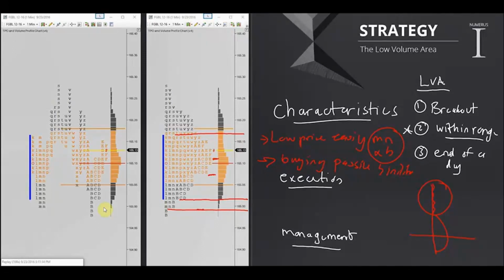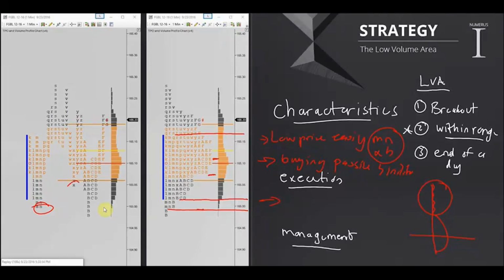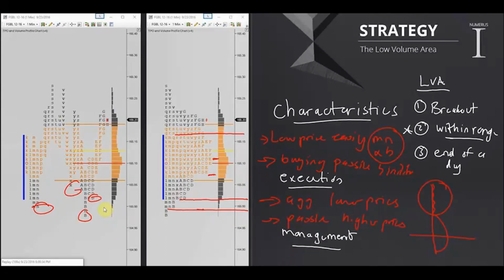Now, where we want to just finish off is in terms of execution. In terms of the execution style, what you need to note straight away is, note how if you were aggressive at M, N, X, B, C, and D, we're aggressive at lower prices, and we're passive at higher prices. That's the key to trading this strategy: to notice where is the trade location that I can afford to be aggressive and where is the trade location that I need to be passive.